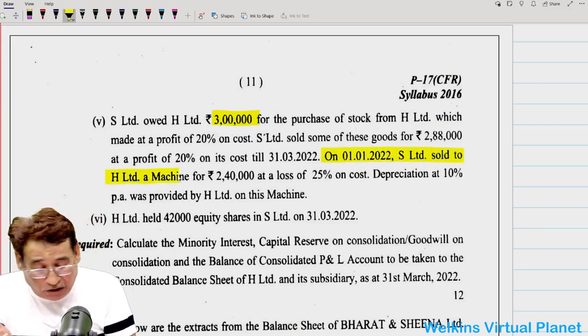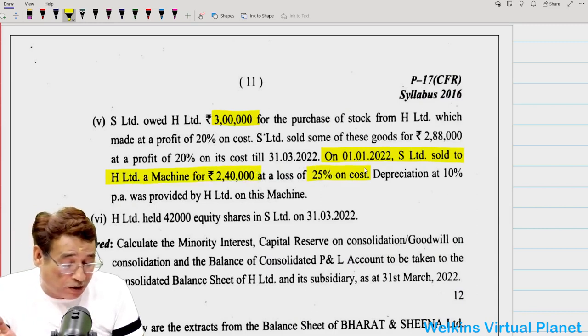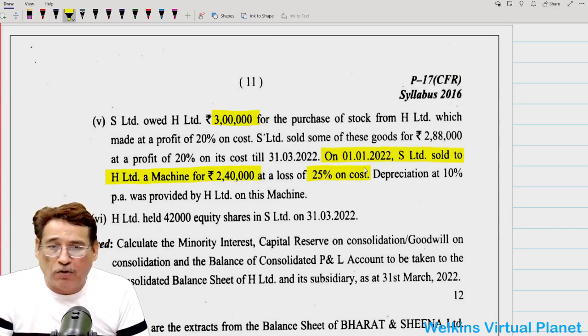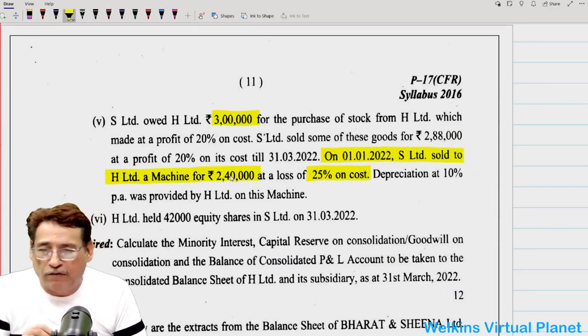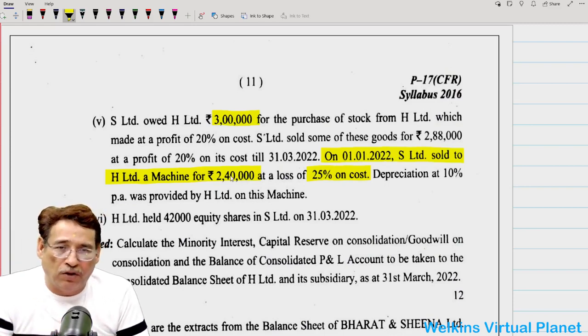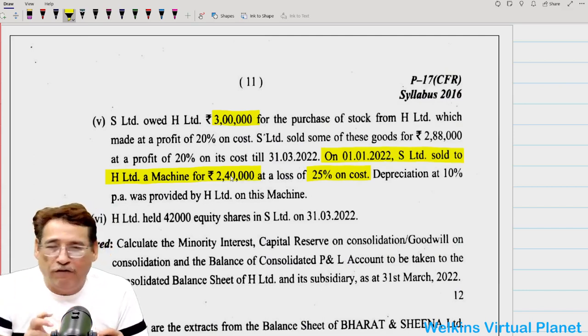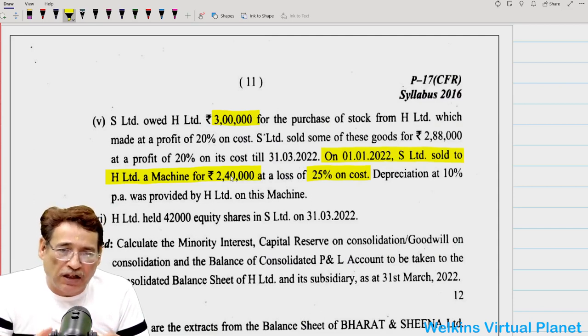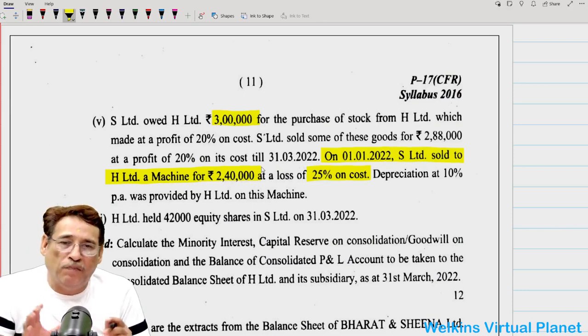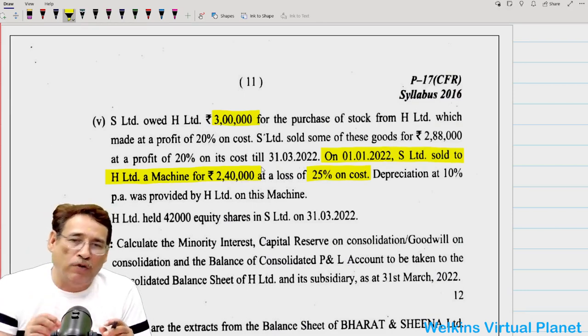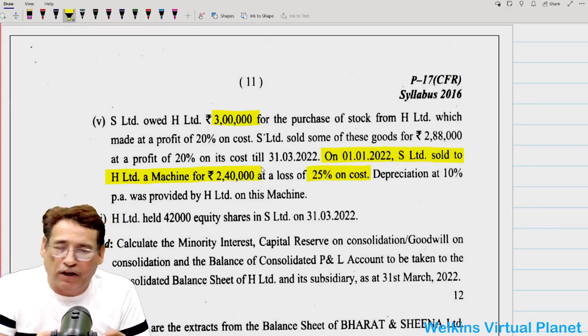1/1/2022, S Limited sold H Limited a machine for 2,40,000 at a loss of 25% on cost. Yesterday, we talked about this particular fact. I sold you something for 2,40,000. I sold you a machine and I'm telling you that I incurred a loss of 25% on cost. So if I presume cost as 100 and loss as 25, then selling price will become 75. So 25/75 will become the rate of loss on selling price. 25/75 means 1/3. So if I compute 1/3 of 2,40,000, I will get the loss. Loss is equal to 80,000. That means the cost of this machinery must be equal to 3,20,000. So 3,20,000 worth of machinery has been sold for 2,40,000.